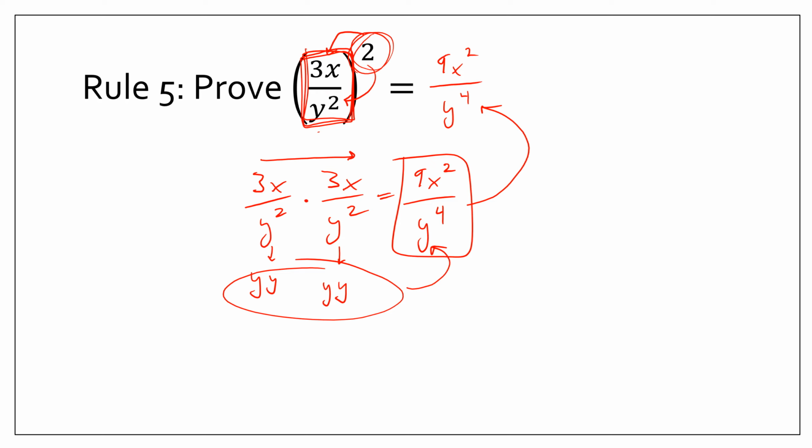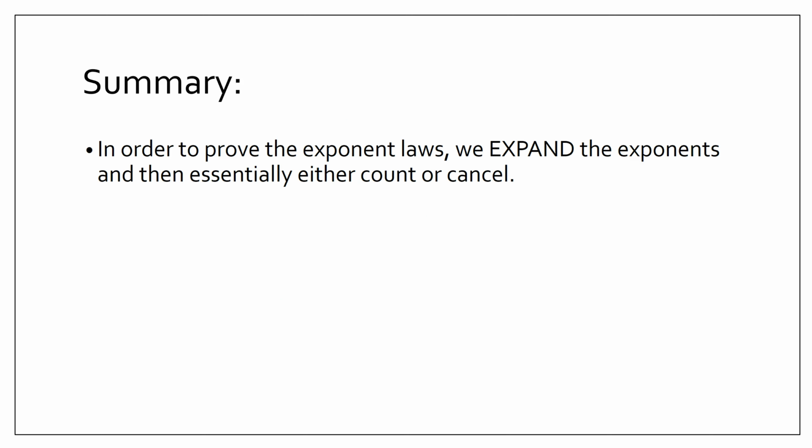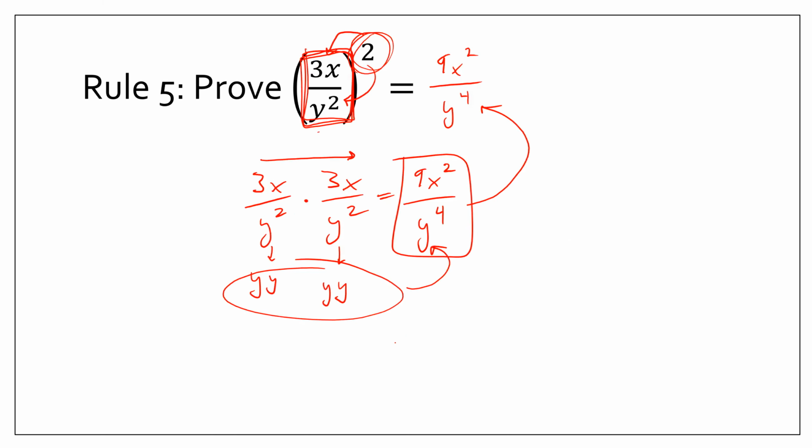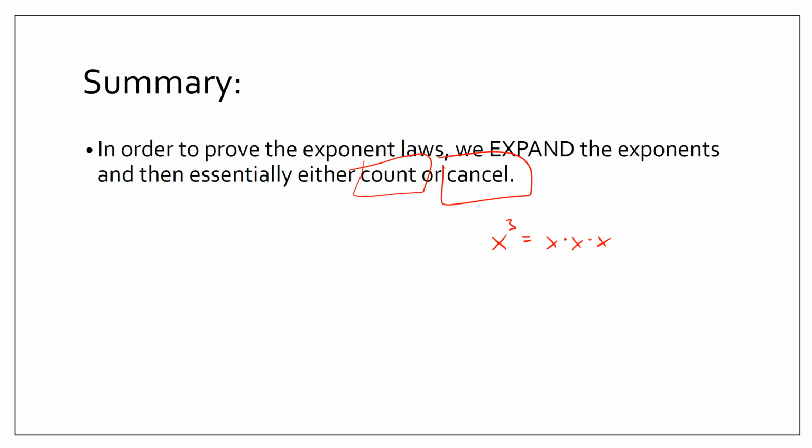Very nice. So those are some techniques of proving. And hopefully, as we kind of prove our way through these different things, we can see why the exponent rules come out the way they are. Just a reminder that typically in order to prove the exponent laws, we kind of expand the exponents. So if I see an x cubed, I write it as x times x times x. And then essentially, we're either going to count up how many x's there are, or if there's a fraction like we saw in Rule 4, we might cancel. So, be ready to do these problems in class. It'll be fun, and hopefully it'll help you remember what these rules are.